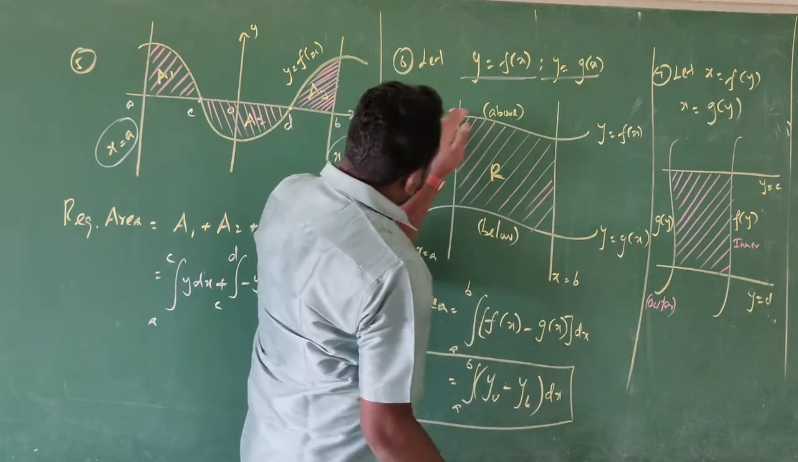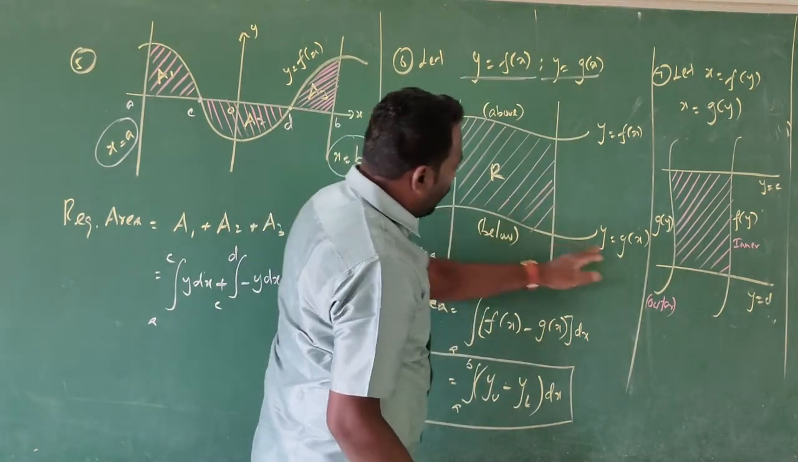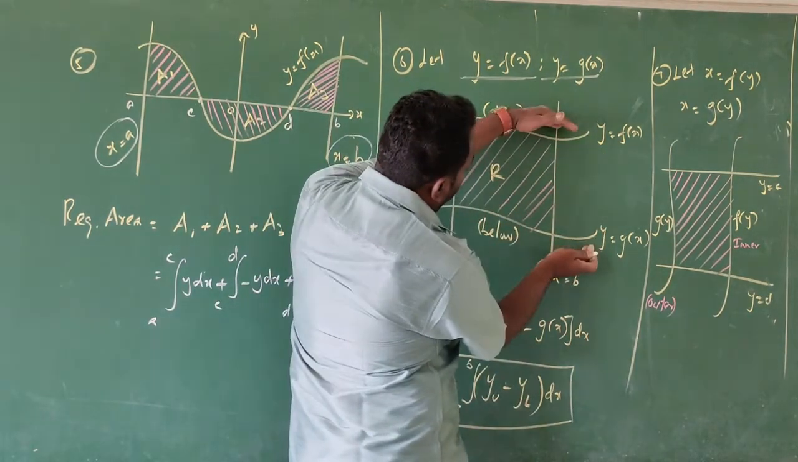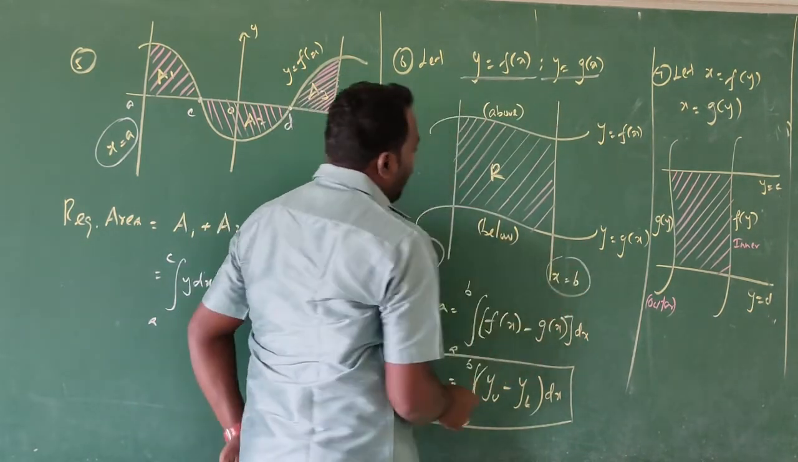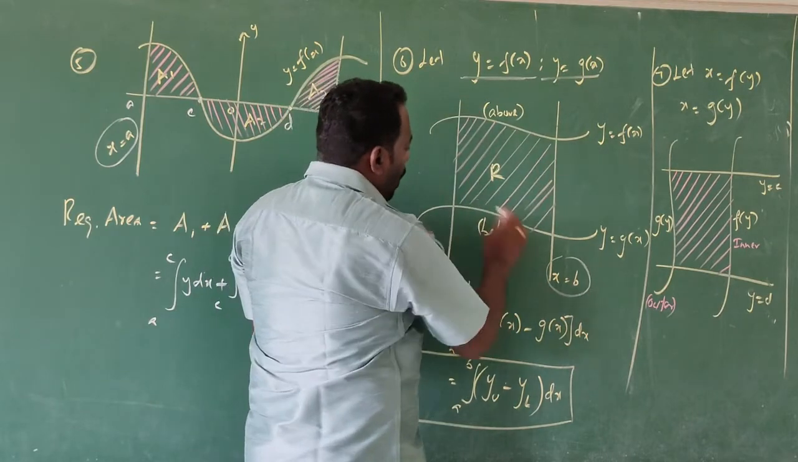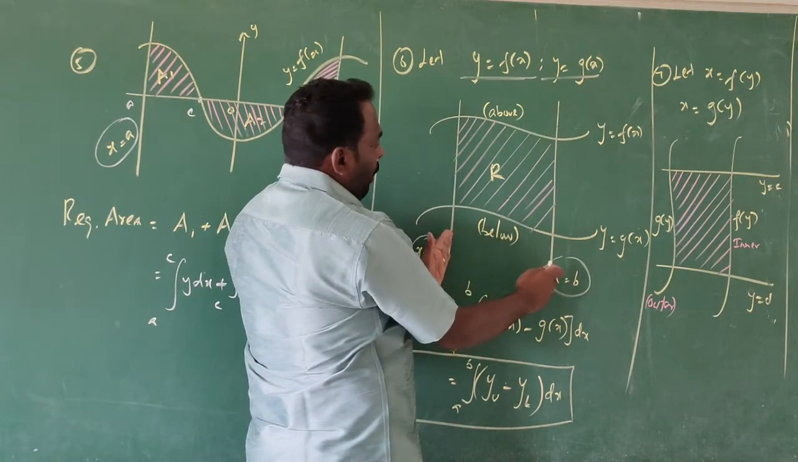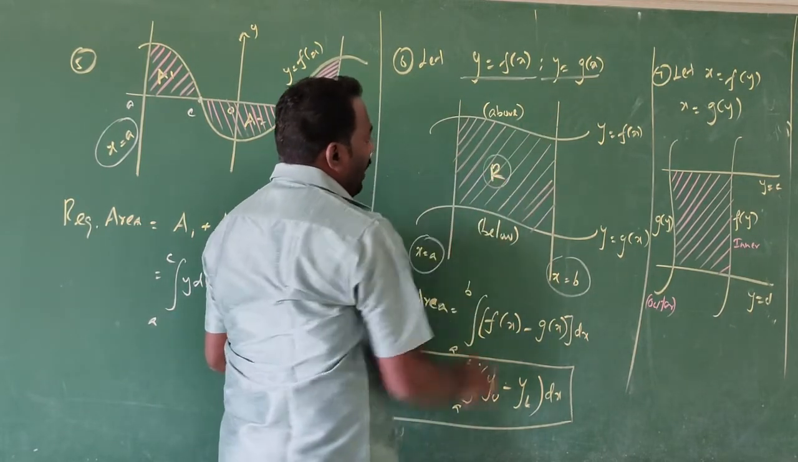Similarly, next, two curves are given: y equal to f of x and y equal to g of x, two different curves. Two boundaries are given, x equal to a and x equal to b, and between the curves and the bounding lines, we find the required area.